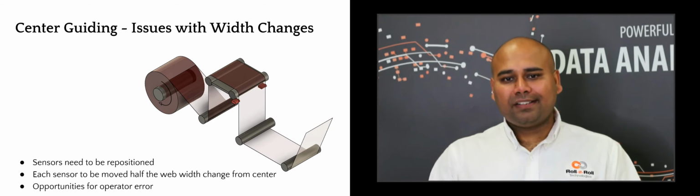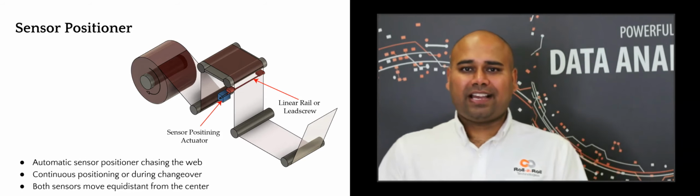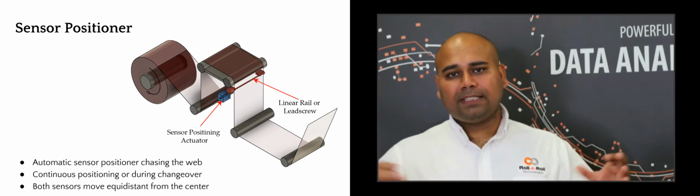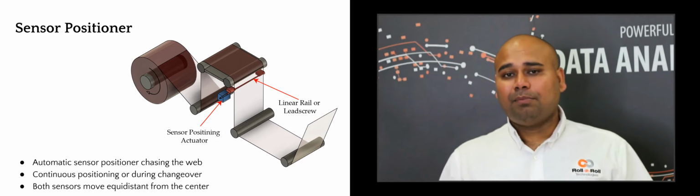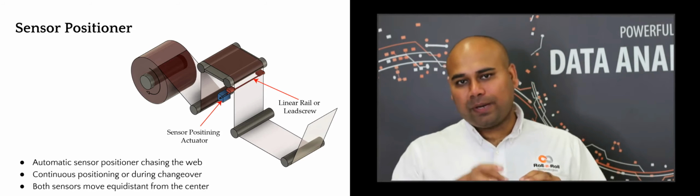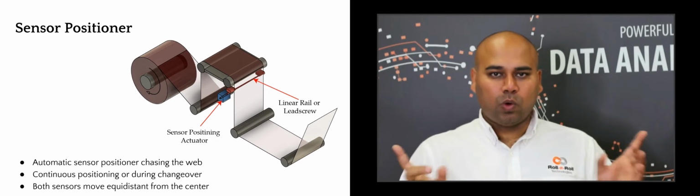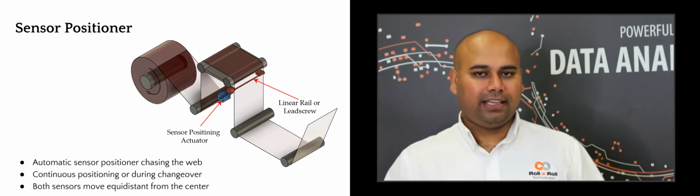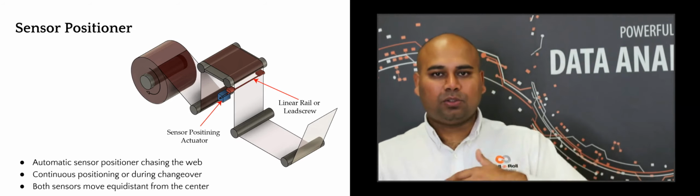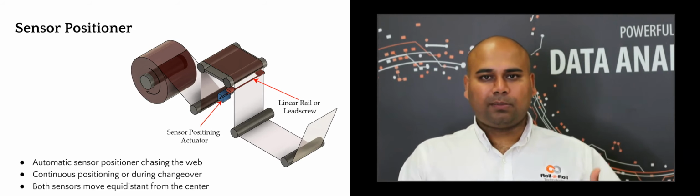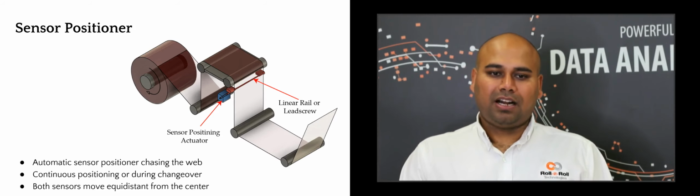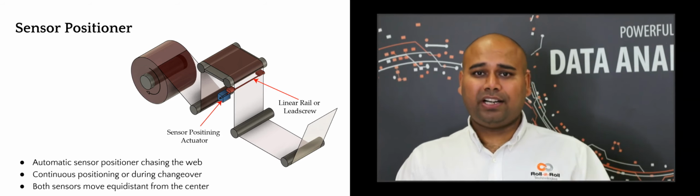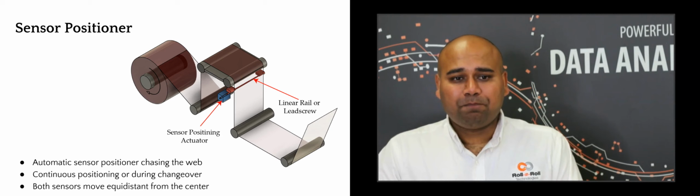So in order to avoid this, some manufacturers have what are called automated sensor positioners. Instead of manually moving the sensor, you can automate that by connecting an actuator to the sensor, and you can move one or two sensors based on what product you are running. You can automate it by setting all of those into the PLC so that, based on the product code, the sensor is moved automatically. This does reduce the downtime, and it also helps reduce operator error.